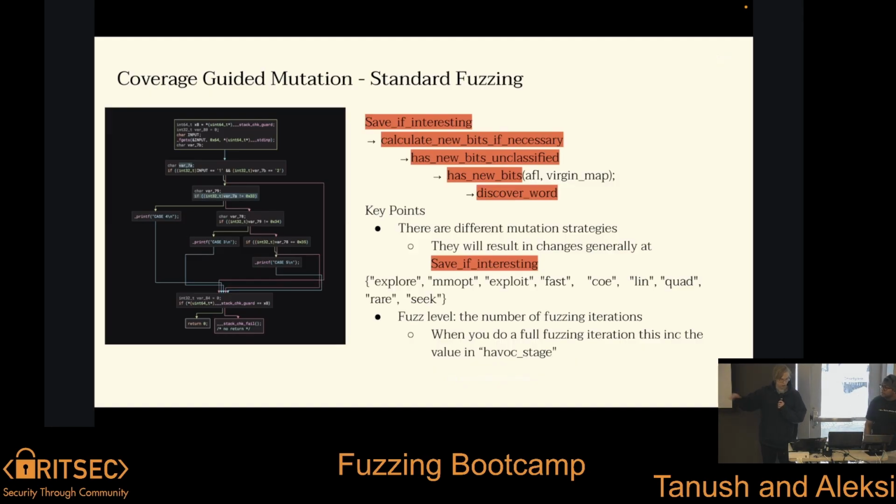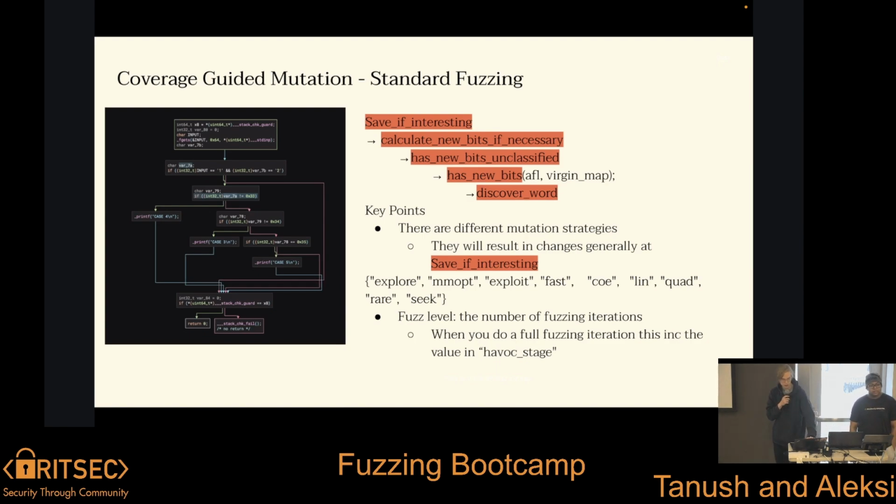So the goal is to basically reach every one of these basic blocks in the image on the left here. Some background: a basic block is just a straight sequence of code without any branching, so no jumps or calls. So this would be one basic block, you get another one here, and another one here. These are all basic blocks. So basically your goal is to reach every single one of those basic blocks.